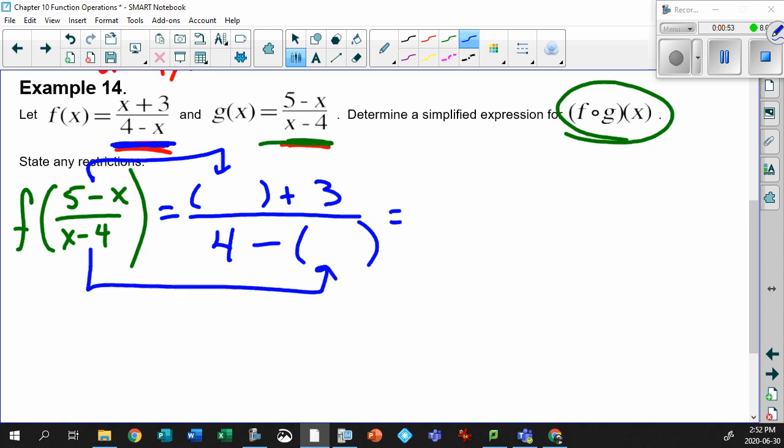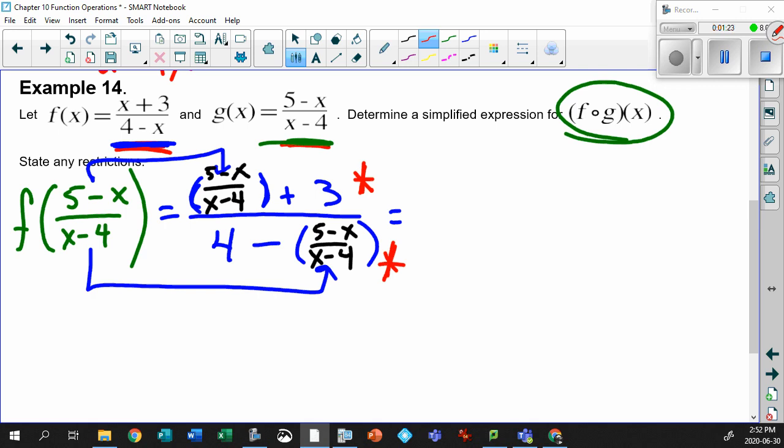Woo, baby. Look at this. So in this first one here, I'm going to put in my (5 minus x) over (x minus 4). And in this one, I'm going to put in my (5 minus x) over (x minus 4). These are going to be quite interesting to do. So you know what I'm going to do? Let's break this off into two sections. I'm going to do this as the numerator first, follow it up by the denominator, and then I'm just going to put this all together, okay?